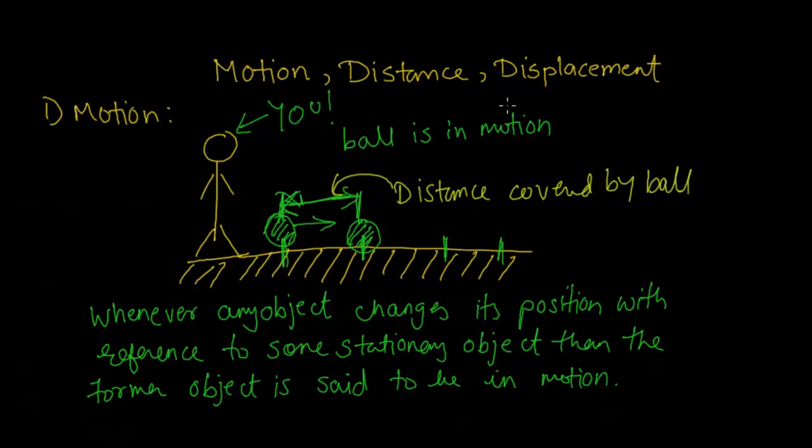Then what is displacement? In this case, displacement would be same as distance. It is just the distance between the initial position and the final position. Now I'm sure some of you must be having a doubt about what is the difference between distance and displacement. So we will understand this with another figure.